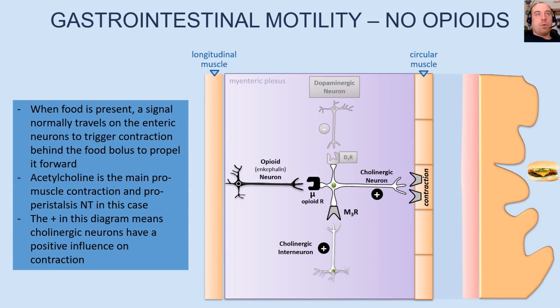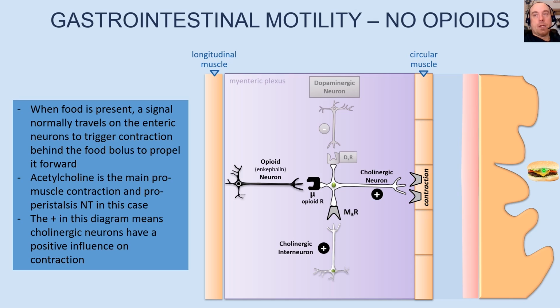So what I wanted to do is compare gastrointestinal motility in the absence of opioids and then in the presence of opioids, and show you what is supposed to happen and then how we're inhibiting that. When food is present, and I'm going to represent that just as a burger here, but of course it would be digested by now, a signal normally travels on enteric neurons to trigger contraction.